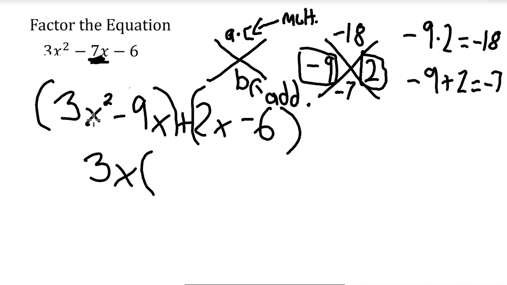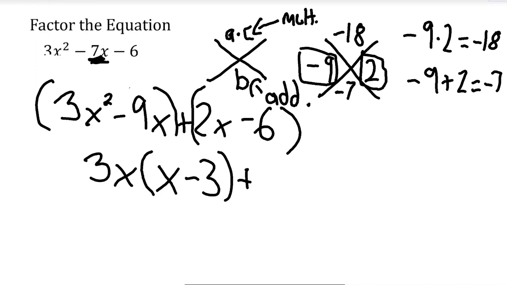So 3x, and then what are we left with? We take out the 3 and take out 1x. There are 2 x's here because it's squared, so we're left with 1x. And then take away 3x, take away the x, and 9 divided by 3 is 3. There's a negative here, so minus 3. Okay, we got the first one done.